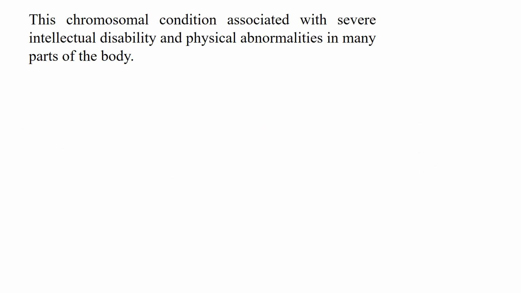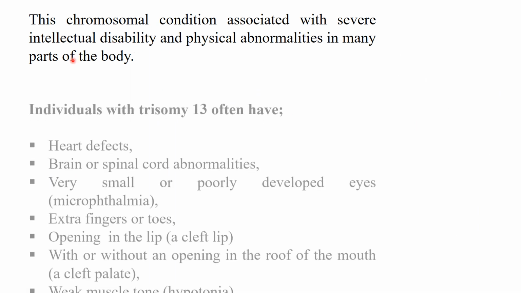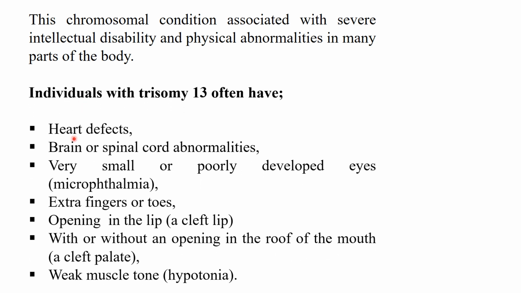This chromosomal condition is associated with severe intellectual disability and physical abnormalities in many parts of the body. Trisomy 13 is characterized by heart defects, brain and spinal cord abnormalities, very small or poorly developed eyes, microphthalmia, extra fingers or toes, an opening in the lip or cleft lip, with or without an opening in the roof of the mouth, cleft palate, and weak muscle tone, hypotonia. The most important characters that differentiate Patau syndrome from the others are the cleft lip or cleft palate, and the microphthalmia.